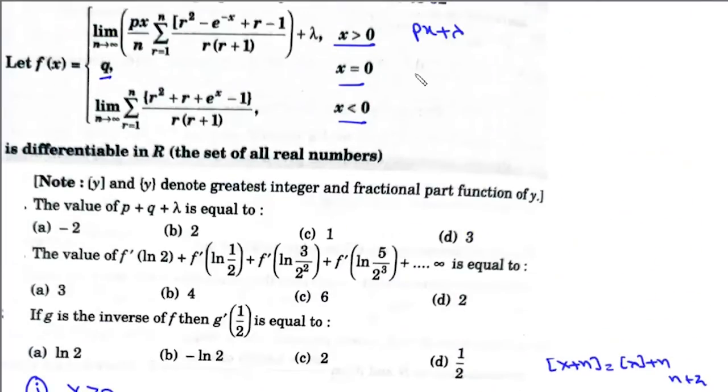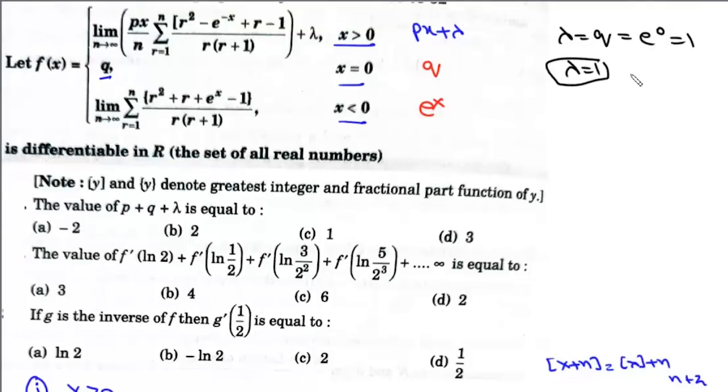So this function will be q when x equals 0, and it will be e to the power x when x is less than 0. Now it says it is differentiable in R. If it is differentiable in R, then it must be continuous at 0. And if it is continuous at 0, that means lambda equals q and will be equal to e to the power 0, which is 1. So the value of lambda is 1 and the value of q is also 1.